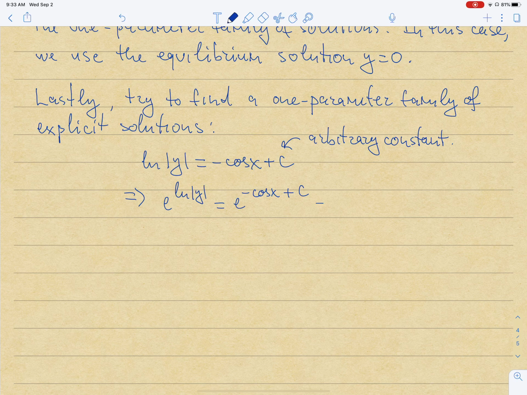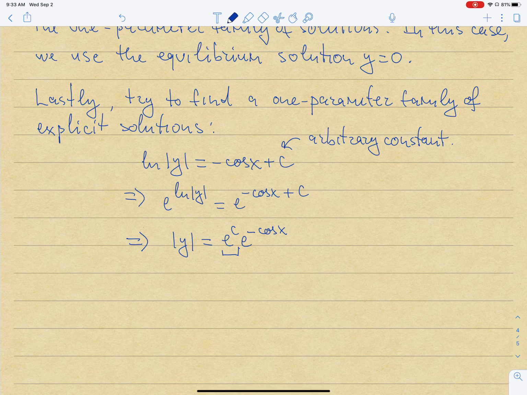Then e to the power, let's write this separately, e to the power sum of two things is a product of e to the two separate powers. And again, e and ln cancel each other out, so I get the absolute value of y should be e to the c times e to the minus cosine of x. Now, what is e to the c? C is an arbitrary constant. So then e to the c itself is a constant, right? Because raising e to the power constant gives you a constant.